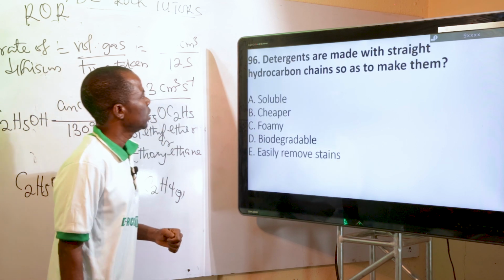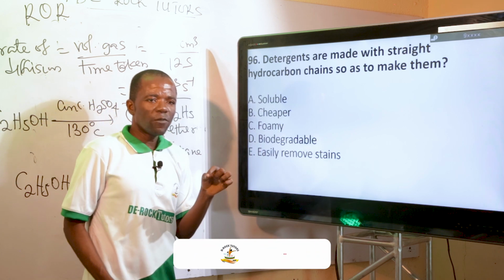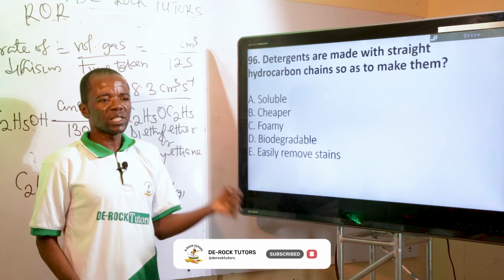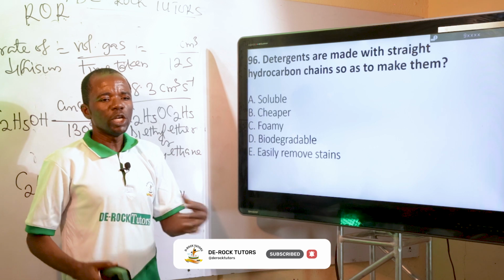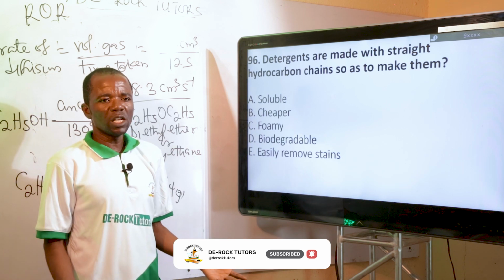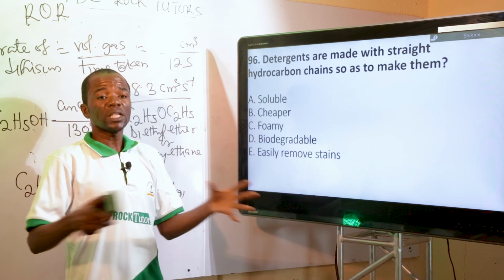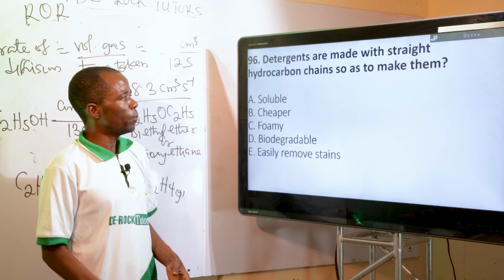Number 96. Detergents are made with straight chain hydrocarbons so as to make them biodegradable. One of the disadvantages of detergent is the fact that they easily cause water pollution. And why do they cause water pollution? They are not easily broken down by microorganisms, so they begin to accumulate in water bodies, therefore causing water pollution.